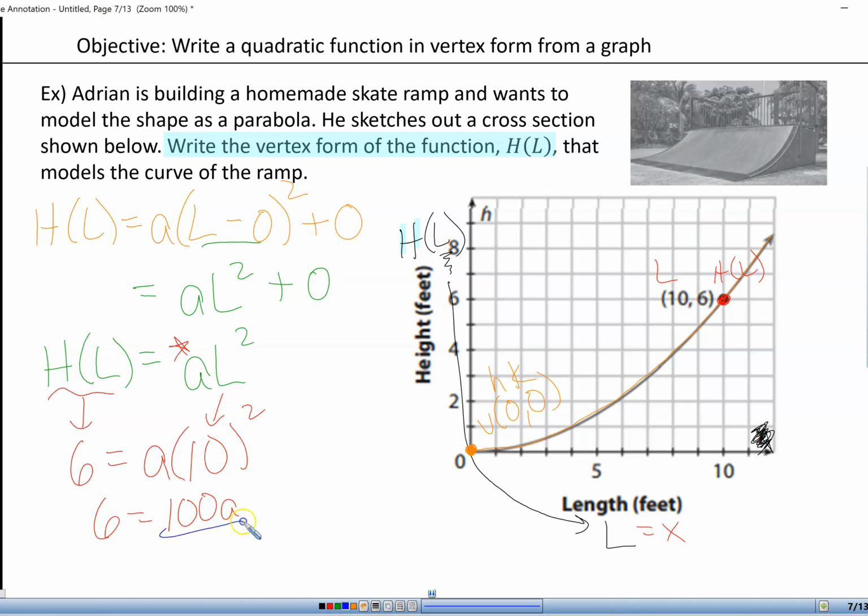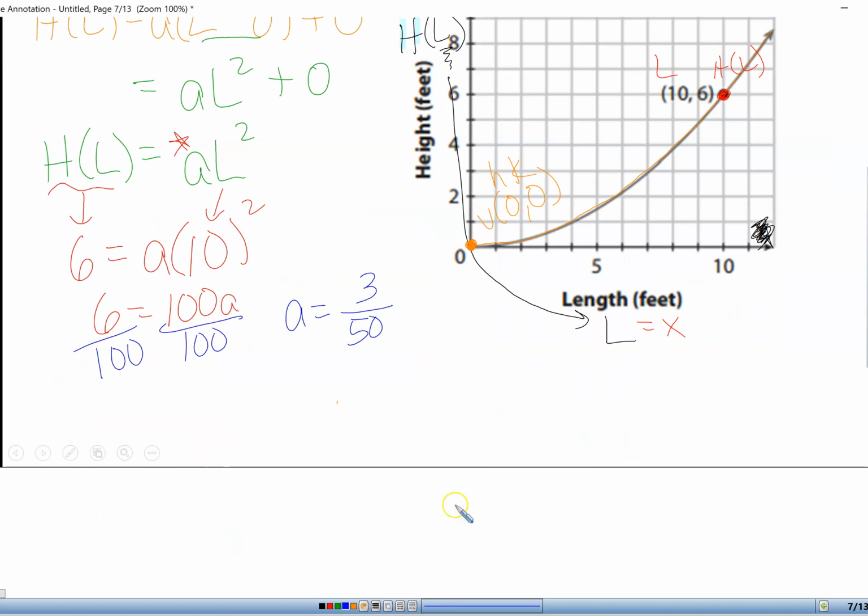And then we would undo the multiplication. And then 6 and 100 have a common factor of 2. So reducing by 2, we get 3 over 50 for our a value. So now all that is left is to go back and write our vertex form. Remember, h of L goes back to being h of L, both capitals. Now for a, we use our 3 over 50, which is positive, and that makes sense because the half of a parabola we have is opening up.